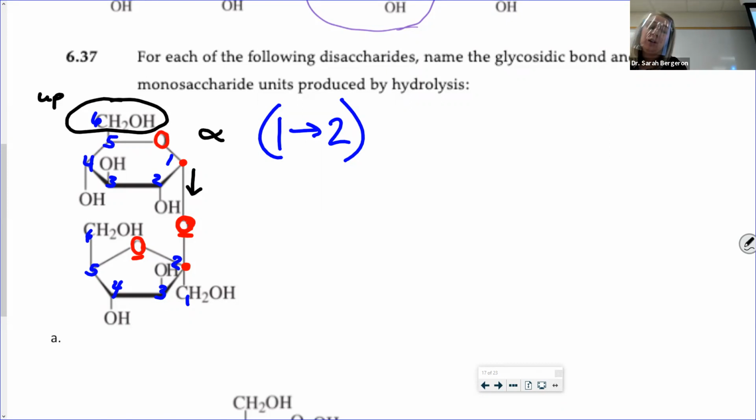So now I'm going to look and I'm going to say, here's my up. And what's it doing? It's going up. So this is beta. So it's alpha beta 1, 2.